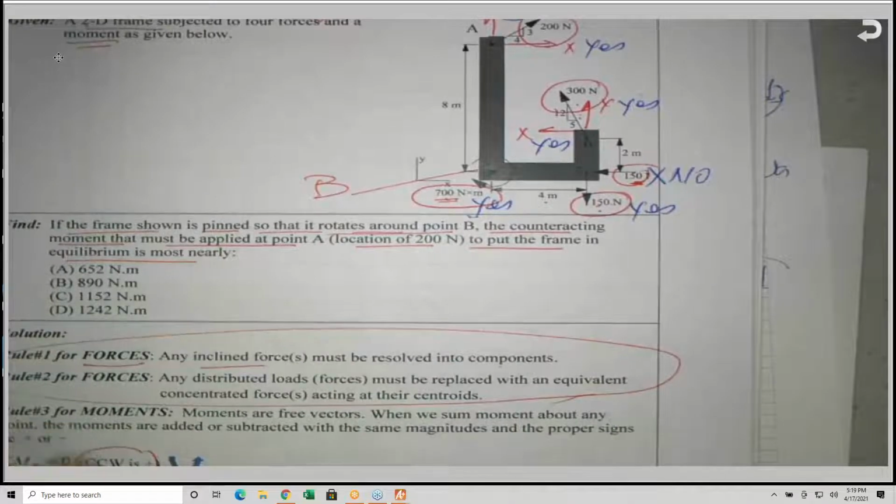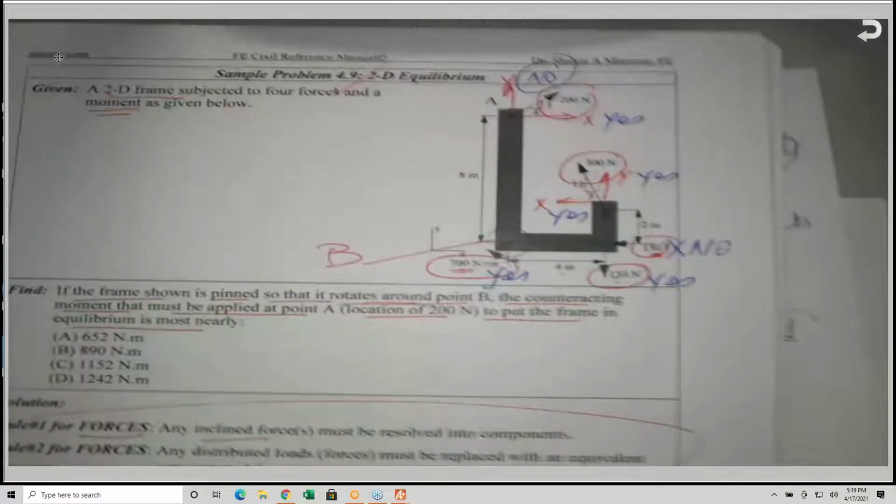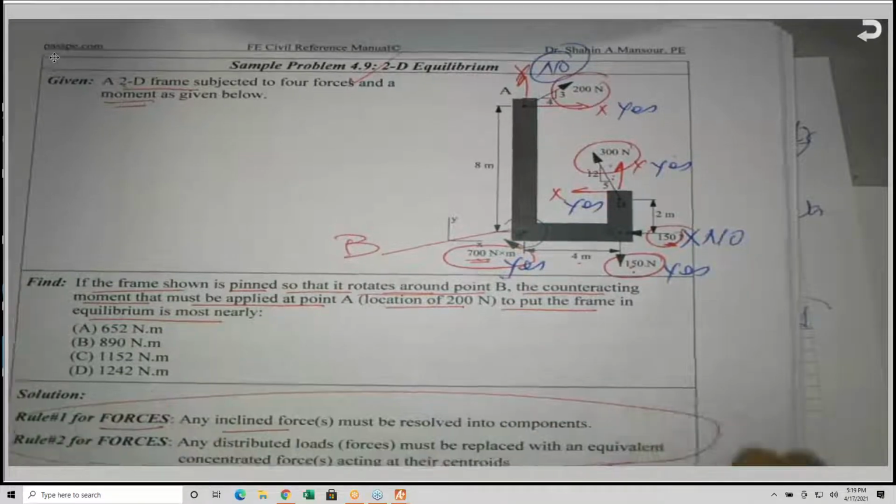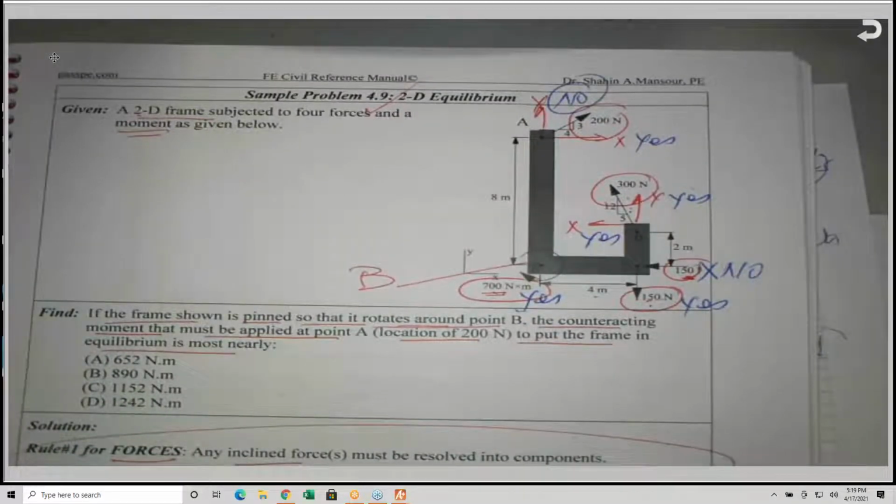Okay, so please do this, because again, it could be a common mistake that we ignore one force, or we did not consider one force. This is a very common mistake.